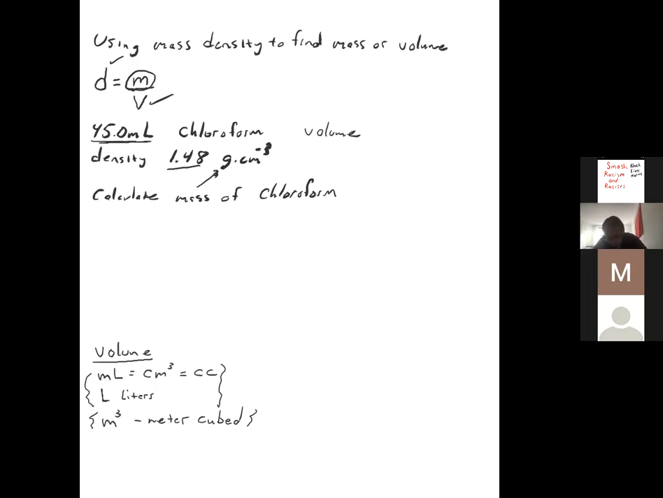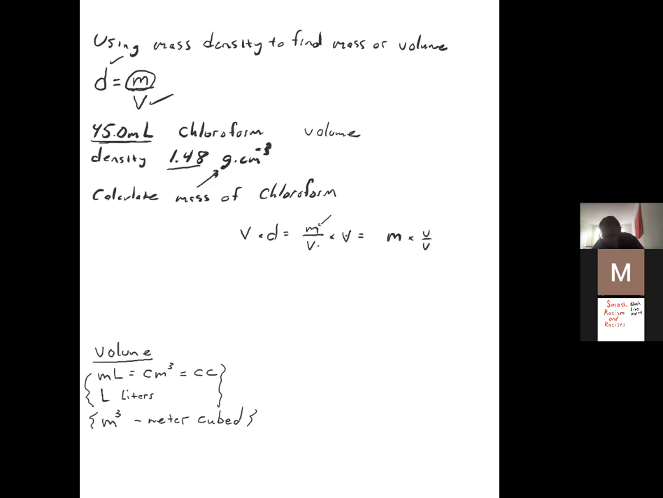Let's go over the basic algebra here. D equals m over v. We want to know m, so we want to isolate the mass. Anything that's with the mass needs to be on the other side. So I'm going to multiply both sides by volume. I apologize if this seems too simple for you, but what you really have on the right side is mass times volume over volume, and volume over volume is 1. So you just have mass on the right side, and on the left side, you have volume times density. There's your algebra.